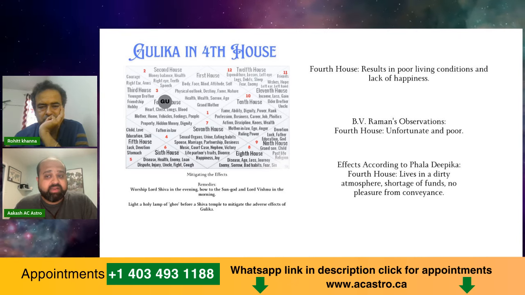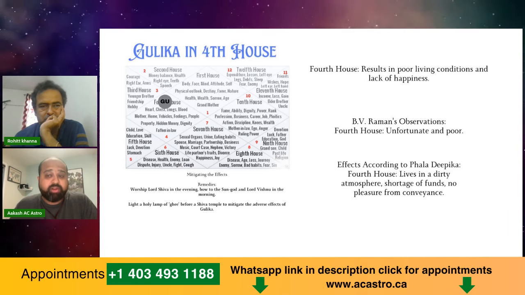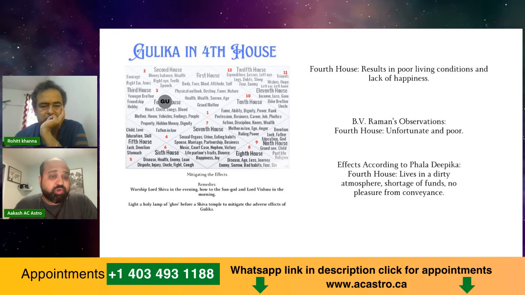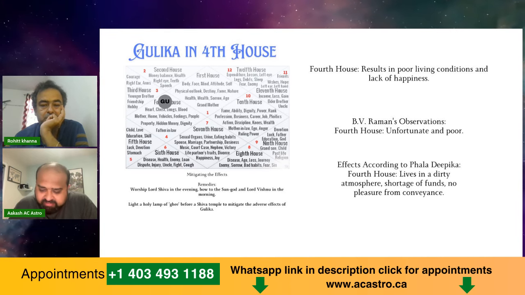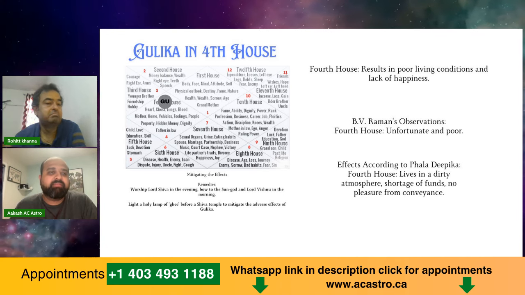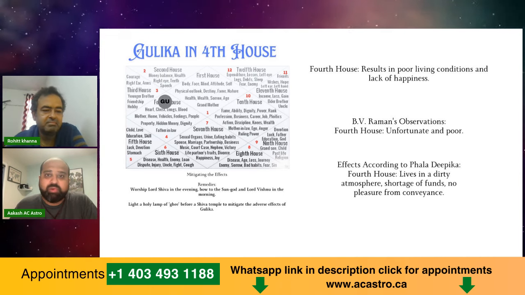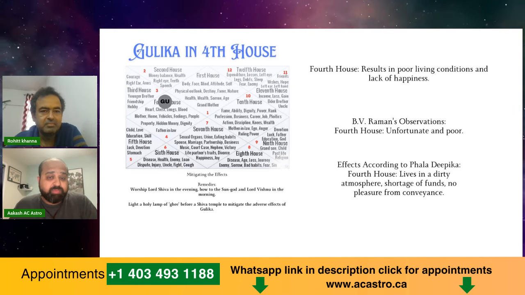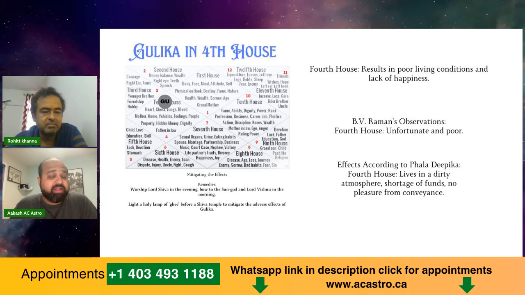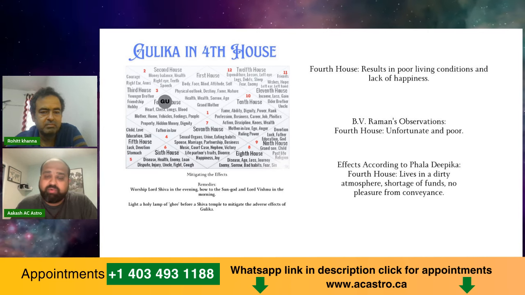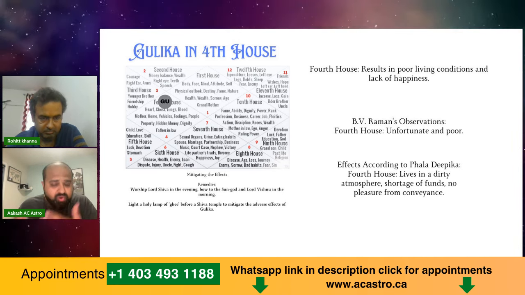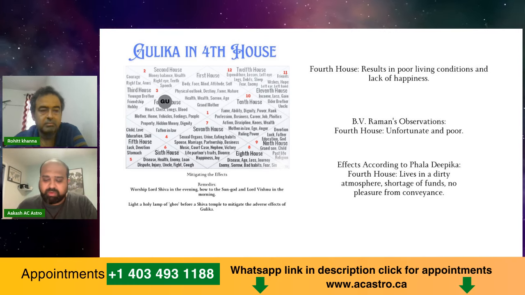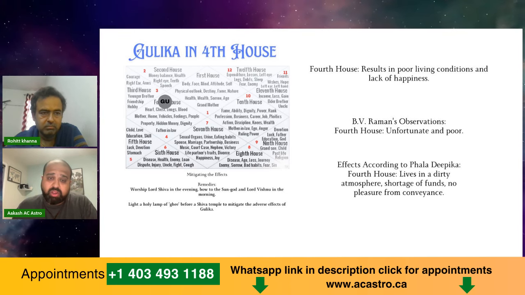According to Faldipika, it says that one lives in a dirty atmosphere, has shortage of funds, and no pleasure from conveyances. Rohiji, I was talking to someone who is 72 years old. He said, I never ever owned a car or a bike or a cycle in my life. Gulika in the fourth house will not give you conveyances. Acha, depending on the dispositor of this house, it can even create a lot of wealth for you, but that wealth will be useless. You will create wealth, keep it in the house, but not be able to spend it. This is how Gulika in the fourth house happens.